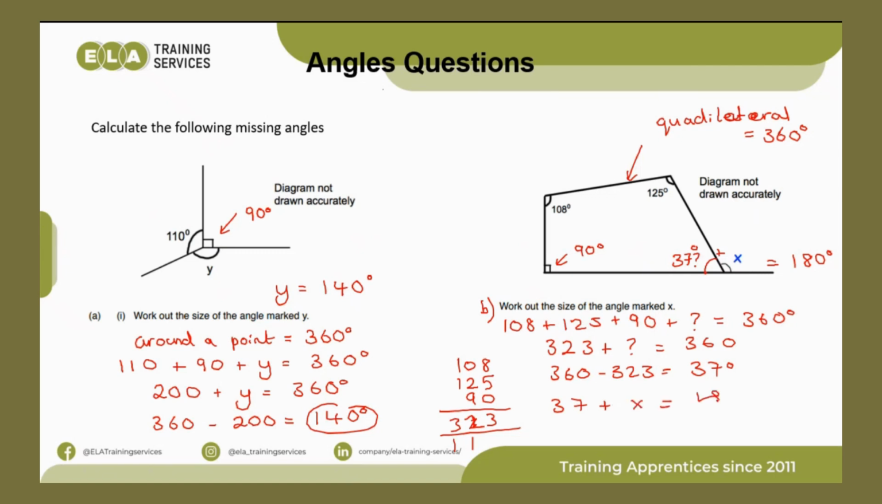equals 180. So now how are we going to work out what x is? We're going to do 180, take away our 37. So notice we're problem solving at every element. It is 143 degrees. X is 143 degrees. So we had to solve what a quadrilateral was to then work out the angle of that straight line.